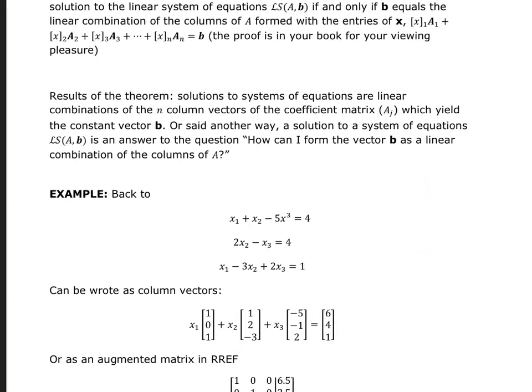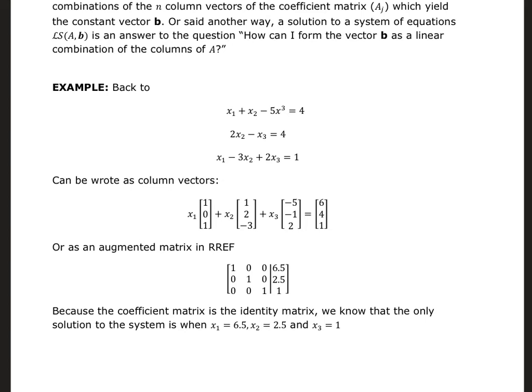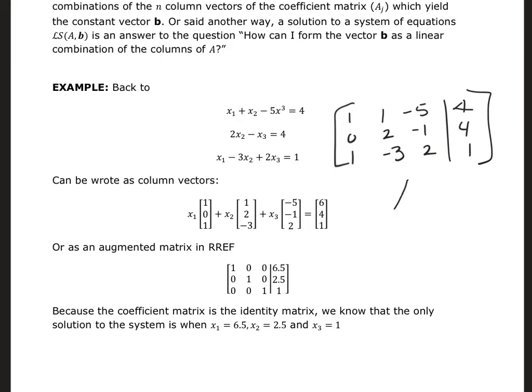Now if we take the augmented matrix that is formed, and remember the augmented matrix of course would have been 1, 1, -5, and 4, 0, 2, -1 and 4, 1, -3, 2, and 1. Here's my augmented matrix. If I take my augmented matrix and I write it in reduced row echelon form, then that's the result. Because the coefficient matrix is an identity matrix, right here, we know that the only solution to the system is when x sub 1 is 6.5, x sub 2 is 2.5, and x sub 3 is 1.